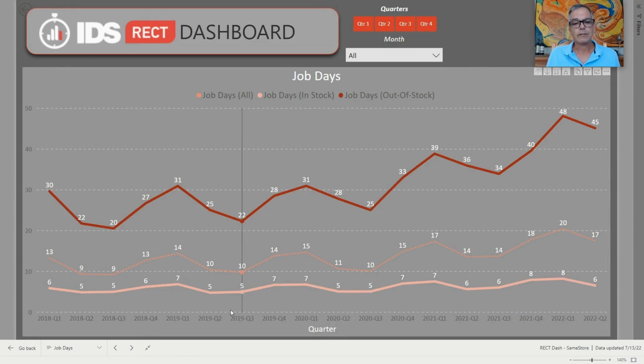Same thing applies. The light colored line at the bottom is when there's in-stock parts, and the darker line at the top is when there's an out-of-stock part. And again, you can see that stayed pretty consistent on the differences, about 15 days or more back in 2018, 2019, 2020, but now it's starting to creep up, and we're seeing a pretty significant increase on job days for warranty when the part is out of stock.